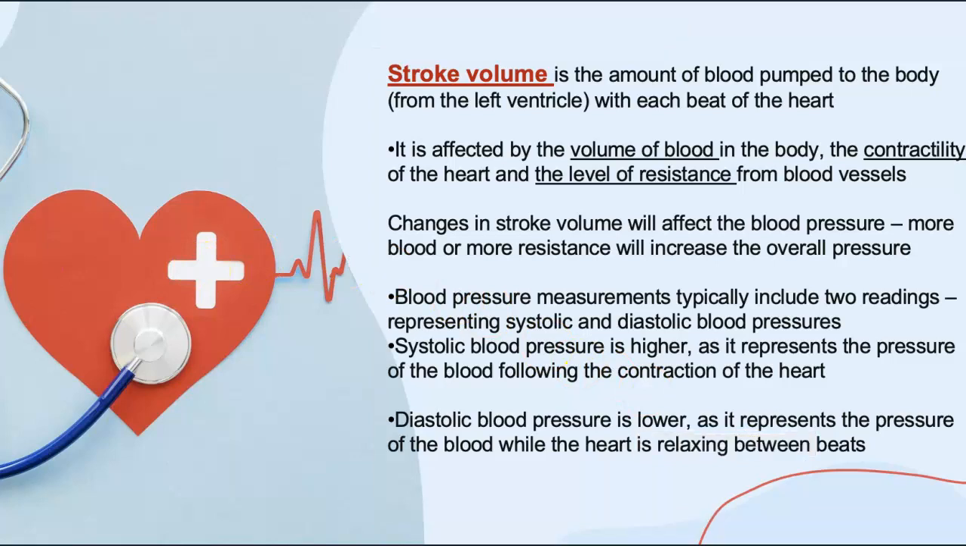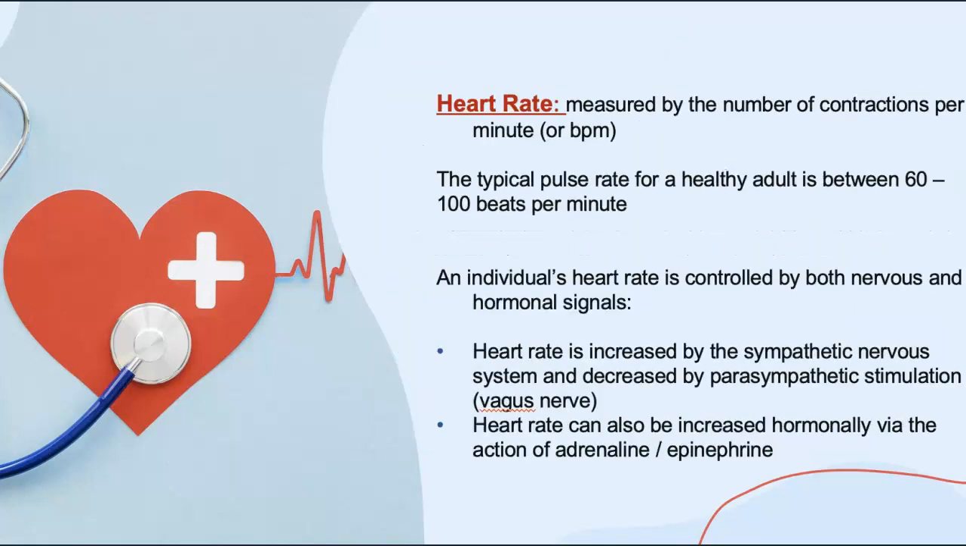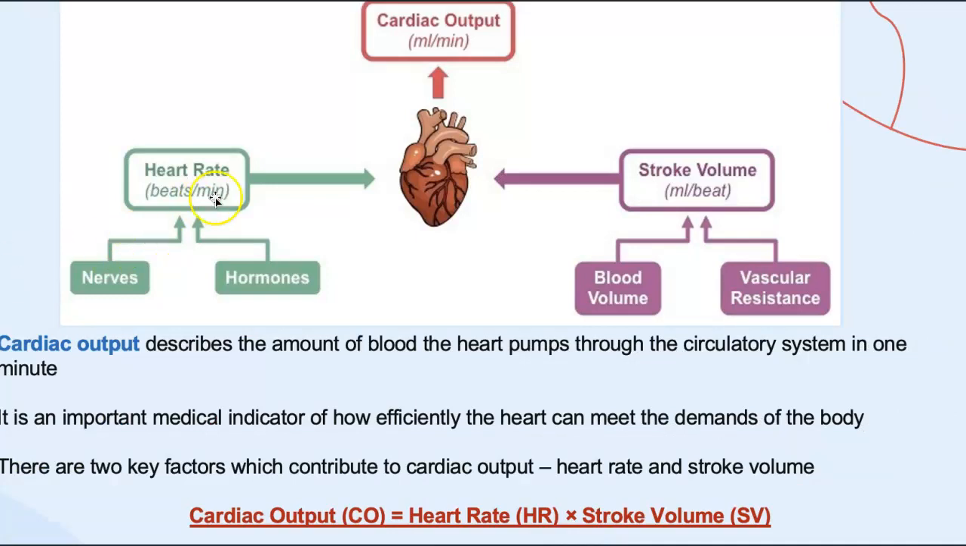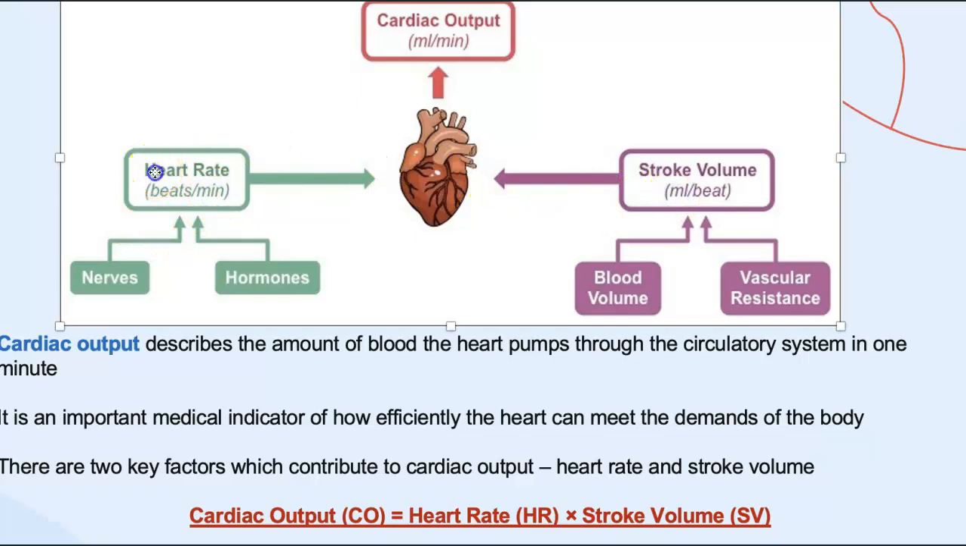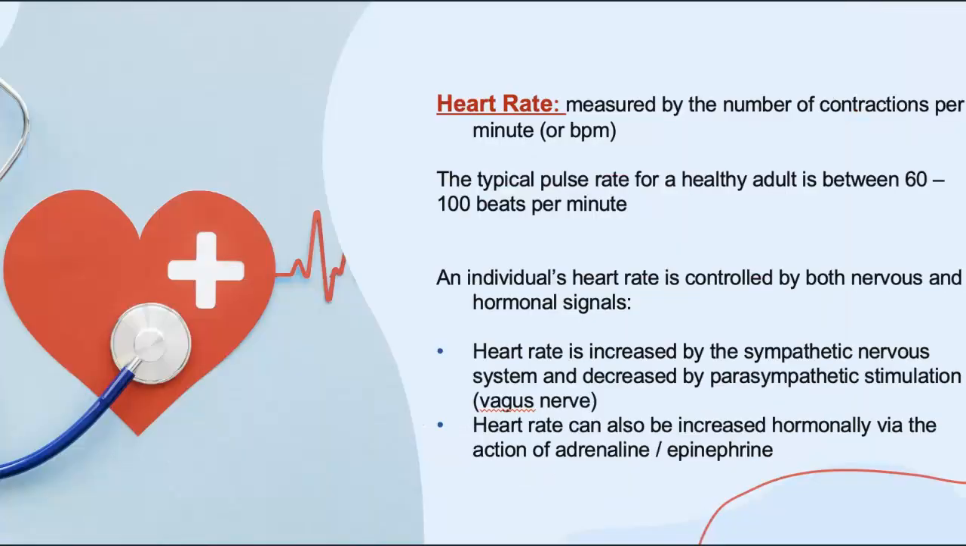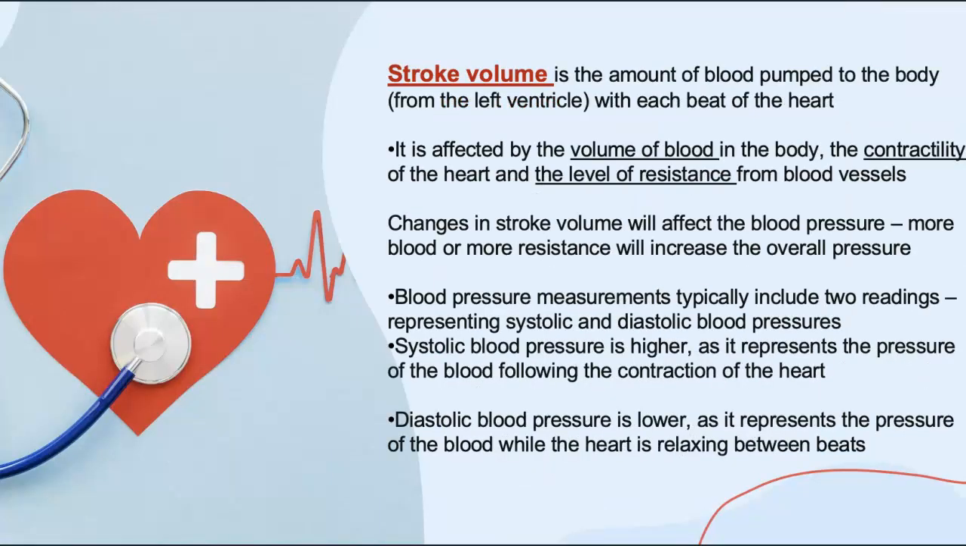So both factors that influence the cardiac output are explained now. This is the heart rate and the stroke volume. The heart rate is the number of contractions per minute. The stroke volume is the amount of blood pumped by the left ventricle in each beat.